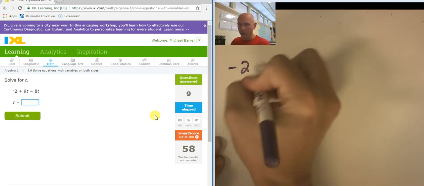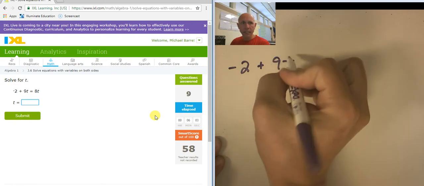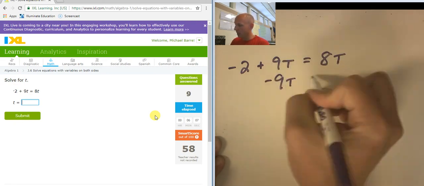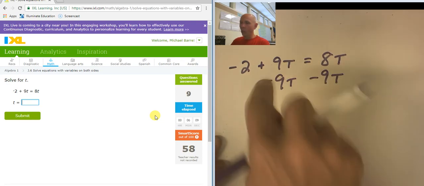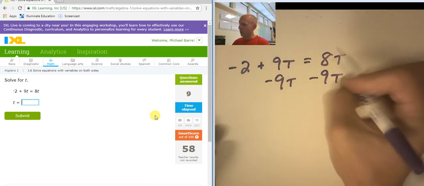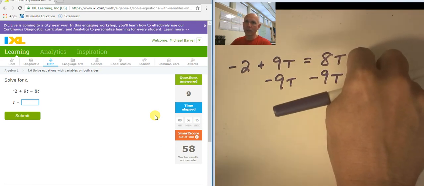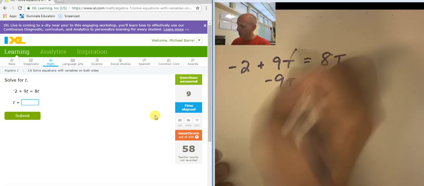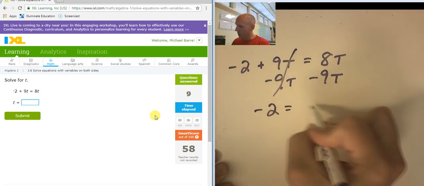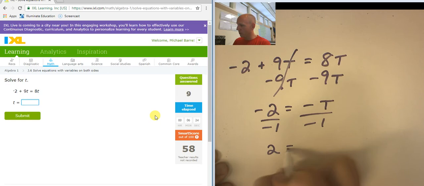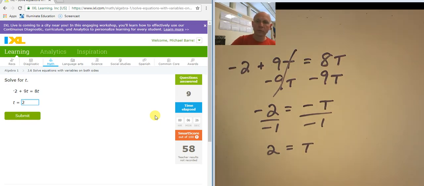Negative 2 plus 9t equals 8t. Going to subtract 9t from both sides. Why did I do it this way? Because if I subtracted the 8t, I'd be left with a 0 over here on the right, and that's going to be just confusing. Let's cancel out. Negative 2 equals negative t, dividing both sides by negative 1. So 2 equals t, or t equals 2.